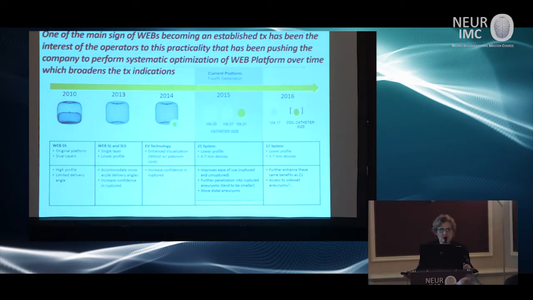And the operators show interest in the system. The engineers improved the material in the last years, and at the moment there is a device compatible with a 17 microcatheter as well, for 3 to 7 millimeter sizes. So it is the same size, same profile microcatheter as what we use for coiling. So it is getting better and better.